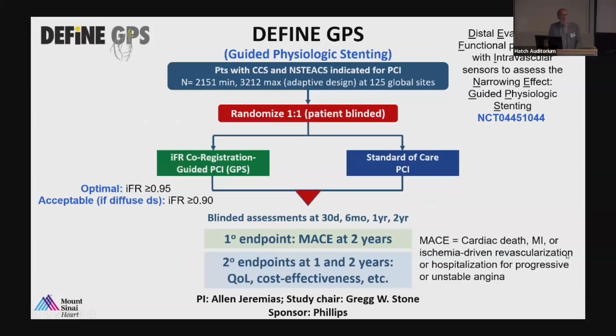So this has led us to run a trial that we're currently enrolling in, which is DEFINE GPS. This is overall somewhere between 2,000 and 3,000 patients in whom we're doing successful PCI, and then we're randomizing patients to physiology with iFR along the entire course of the vessel versus just leaving it alone because you think you got a successful result. We're trying to optimize all the untreated lesions to drive to an iFR of 0.95 or greater. And we've randomized well over 1,000 patients in this trial so far.